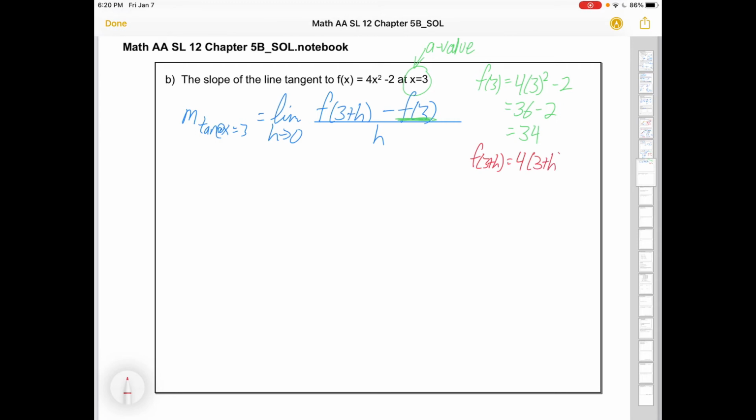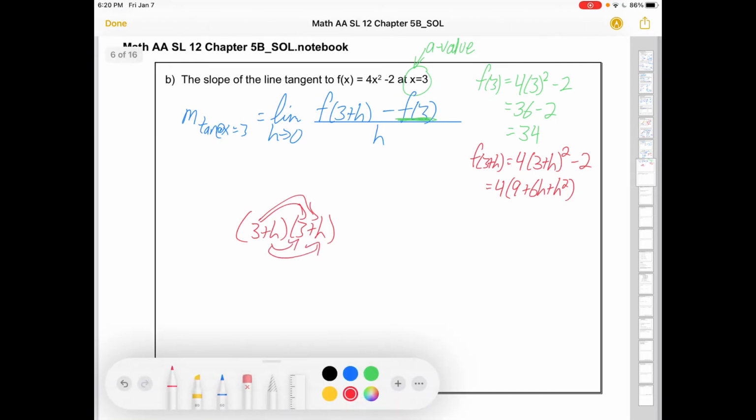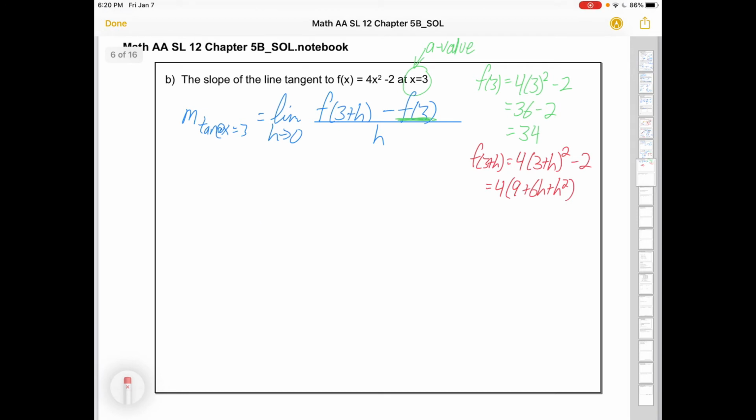4 times 3 plus h all squared minus 2. Okay, so I'm going to do my exponents first. I know this will multiply out to 9 plus 6h plus h squared. But if you're not sure, head over to the side, work it out by foiling it out. You'll get that 9 plus 6h plus h squared. And then there's still the minus 2 at the end. Okay, so notice all that I did in this first step right here is I put 3 plus h in for x, because that's what it told me to do.